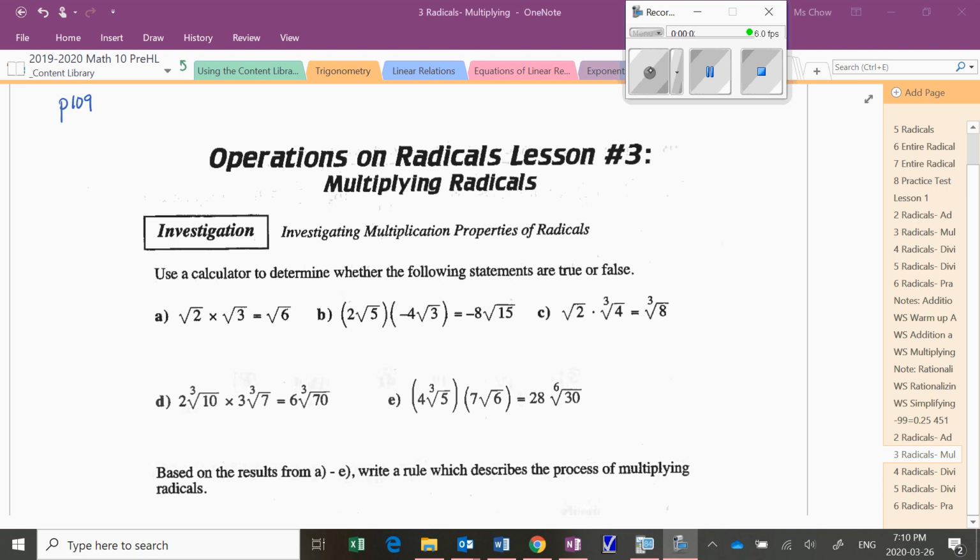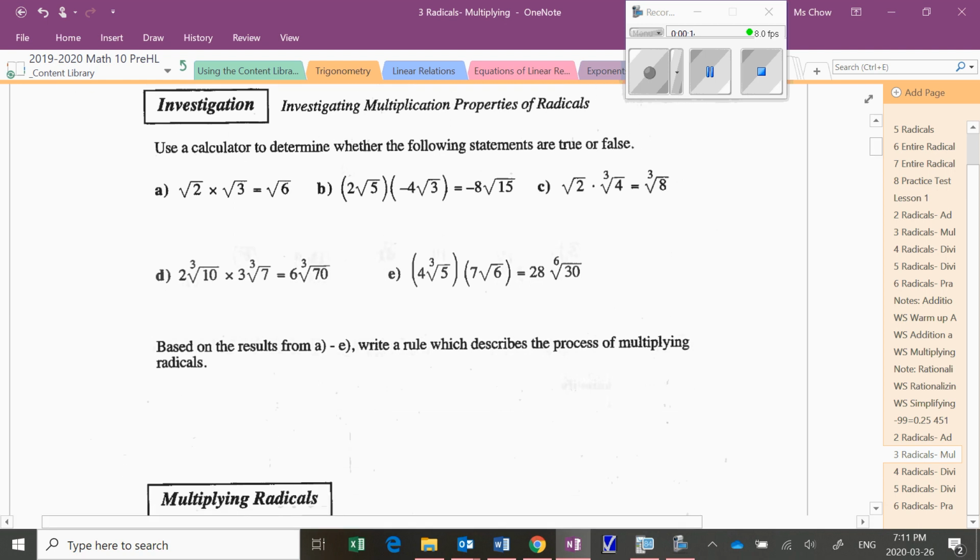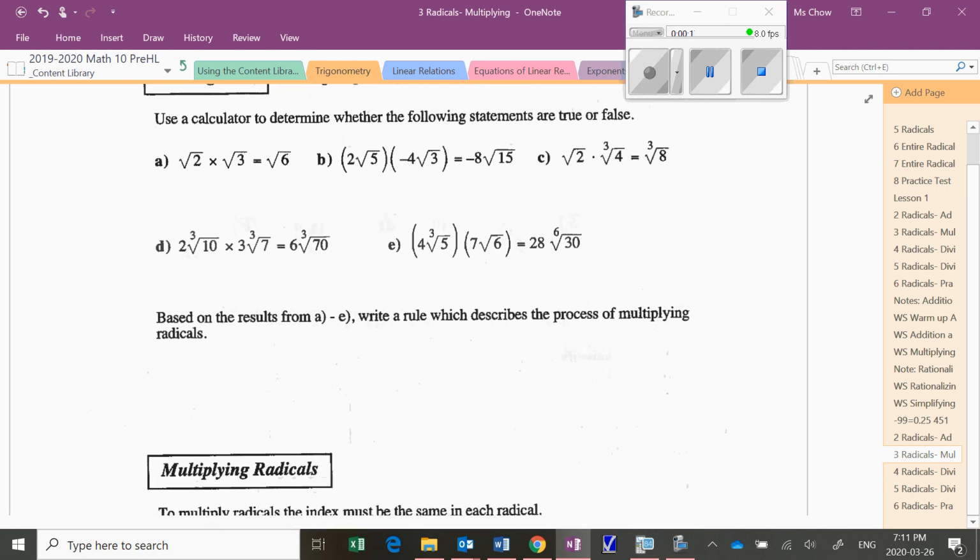So we're in the Math 20 workbook on page 109, and today we're going to look at multiplying radicals. Once again, it's just using your calculator to check whether or not the following statements are true or false. So thinking about it like an equation, you can enter in on the left side root 2 times root 3, and see what the decimal approximation is for that, and then take a look at root 6 and the decimal approximation for that one.